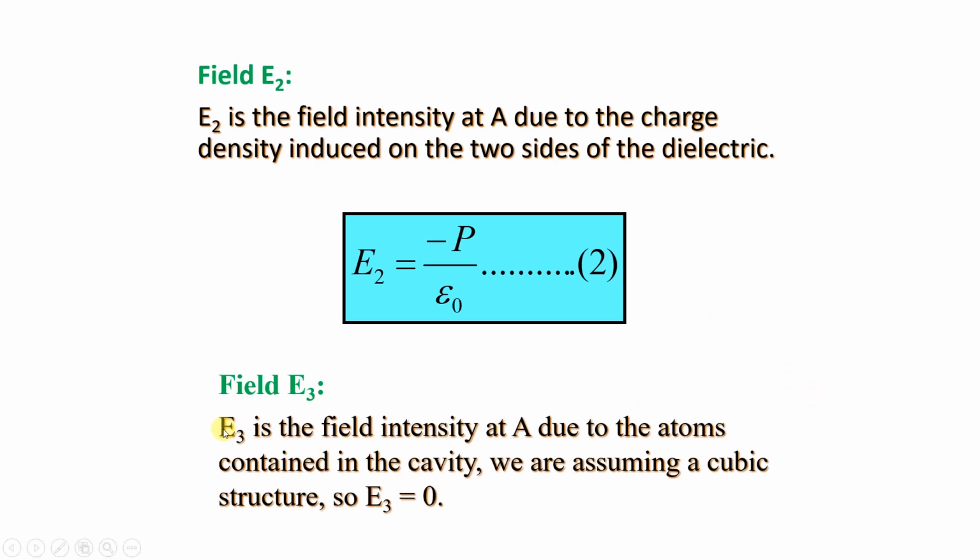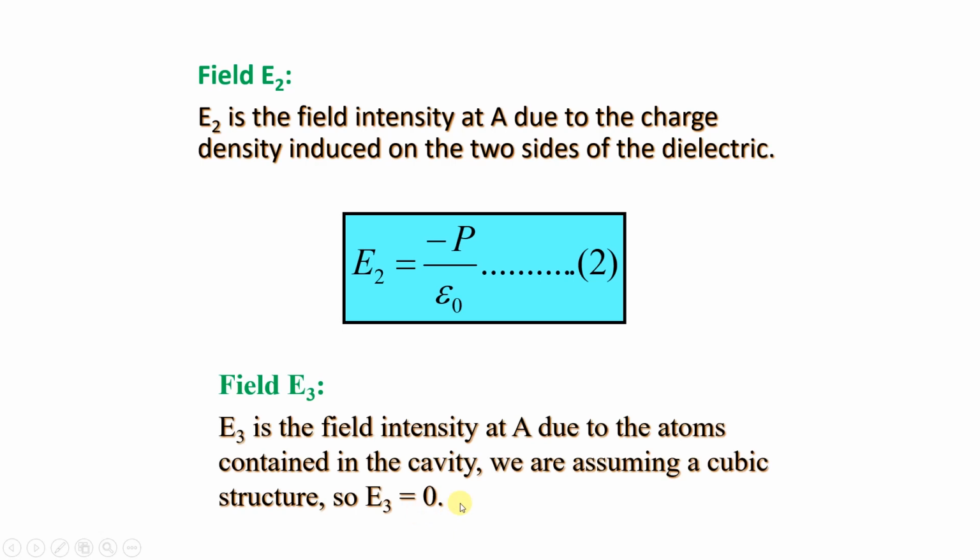Next we have another field E3, which is due to the neighboring atoms, due to many neighboring atoms. We are going to consider a cubic solid, so the field due to the neighboring atoms will be very negligible. So I am going to consider it as 0.